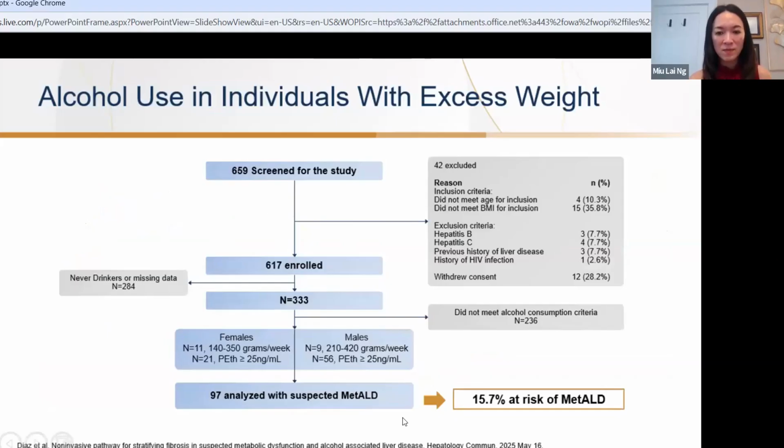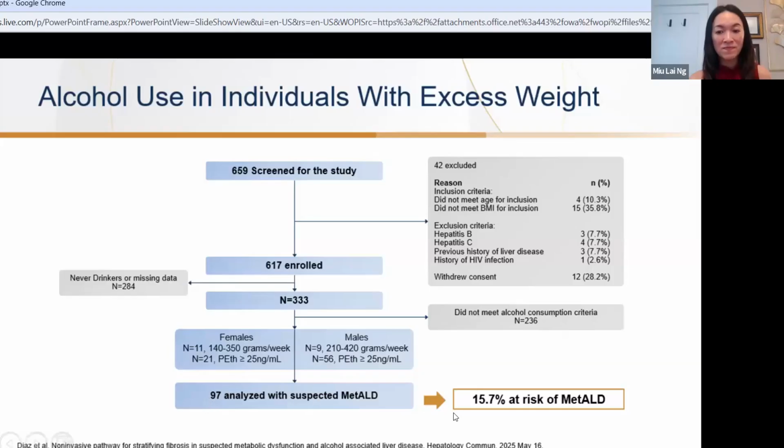This was published in 2025. More than 600 patients were screened for the study. Eventually, 617 enrolled. We excluded those with viral hepatitis or other etiologies of liver disease. Eventually, we got a number of 333. Among them, 97 were analyzed with suspected MetALD.